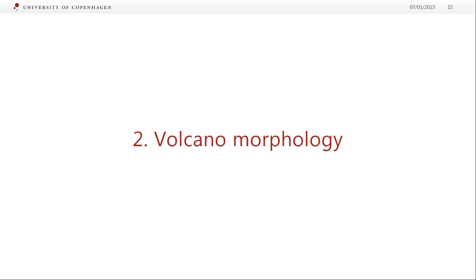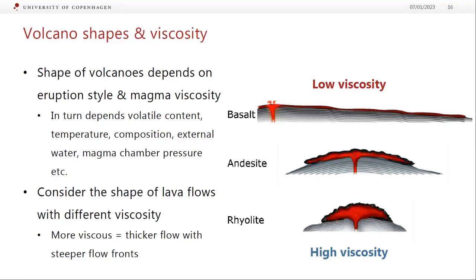Volcano morphology. So morphology is just a fancy way of saying shape, but I'll probably use those pretty interchangeably. The shape of volcanoes depends both on the eruption style and the magma viscosity. And obviously the eruption style and the magma viscosity are dependent on all sorts of things, including the volatile content, the temperature, composition, whether or not there's any water externally that's being added, like in a hyaloclastic eruption, the magma chamber pressure, all sorts of things.